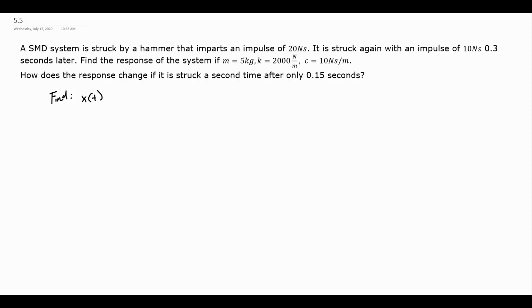We're going to do it with a 0.3 second delay between the impulses, and then with a shorter 0.15 second delay, half as long as the first time delay. So we want to find that x of t response.